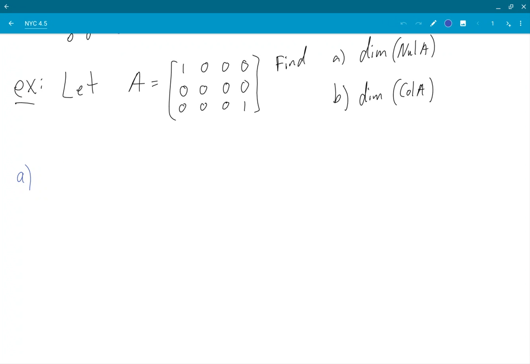What do you do? You take, whoa, way too thick. What am I thinking? Sure. A is row equivalent to, well, this is still too thick.